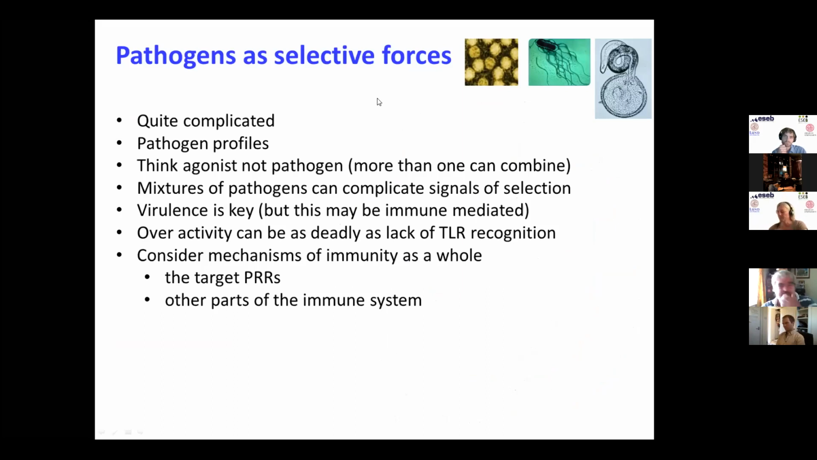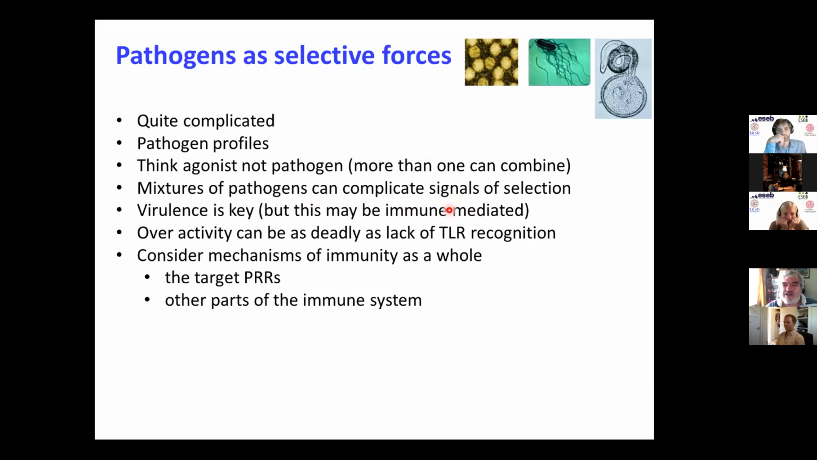Right, so let's just move on to the last bit of the talk about pathogens as selective forces. It's pretty complicated, to be honest. You've got to think of pathogen profiles, not single pathogens. Occasionally it's a single pathogen, but often it's a group of pathogens. And think agonist, not pathogen. More than one pathogen can combine to produce an agonist that is recognized by a single TLR, for example. Mixed use of pathogens can complicate the signals of selection, particularly if their agonists are binding different parts of maybe even the same TLR. Obviously, virulence is key, but remember, this might be immune-mediated virulence.